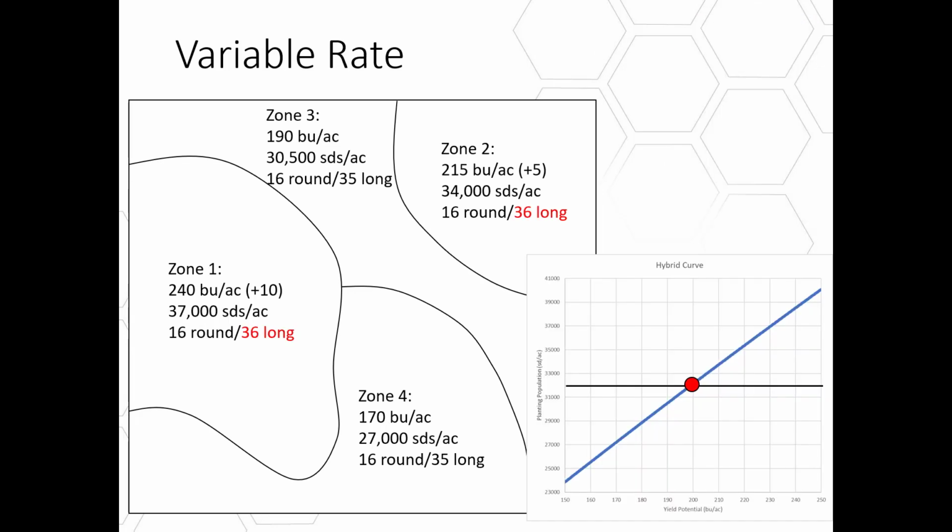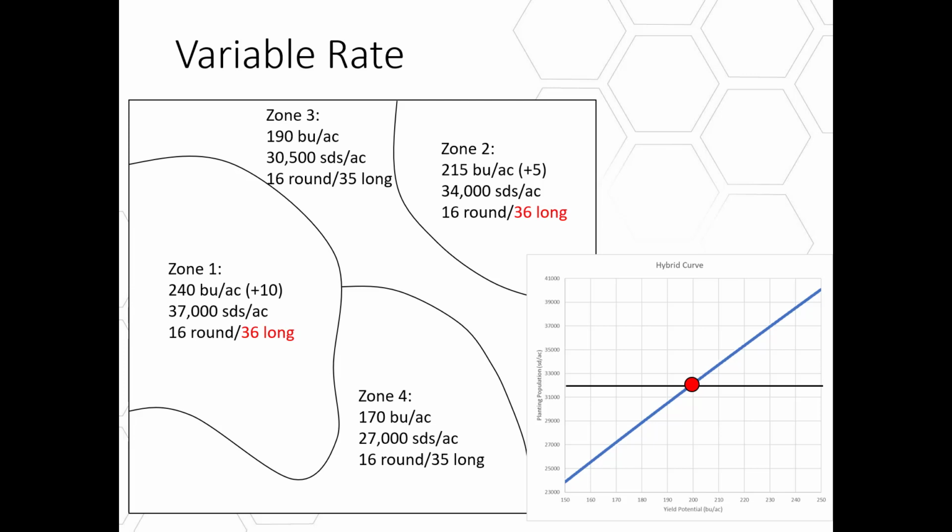We will now variable rate plant this field. The hybrid curve we are using is a simple straight line curve where at 150 bushels an acre yield potential, 24,000 seeds an acre will be planted. And at 250 bushels an acre yield potential, we would plant 40,000 seeds per acre.